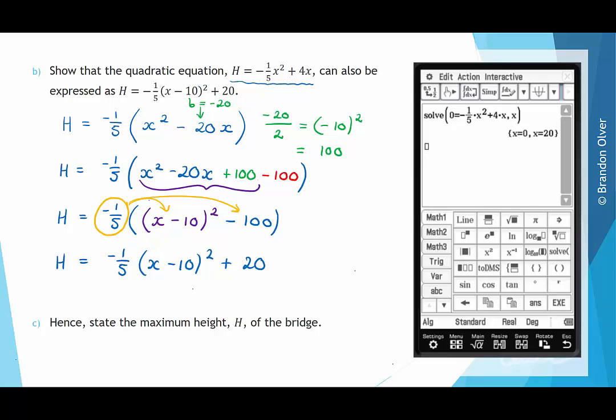For part C, we want to state the maximum height of the bridge. And now we know because of this negative here, that means that our parabola is going to look like that, so we will have a maximum height, and that turning point will have a maximum value of 20 from this part of the equation. So the maximum height of the bridge is 20 metres above the water level.